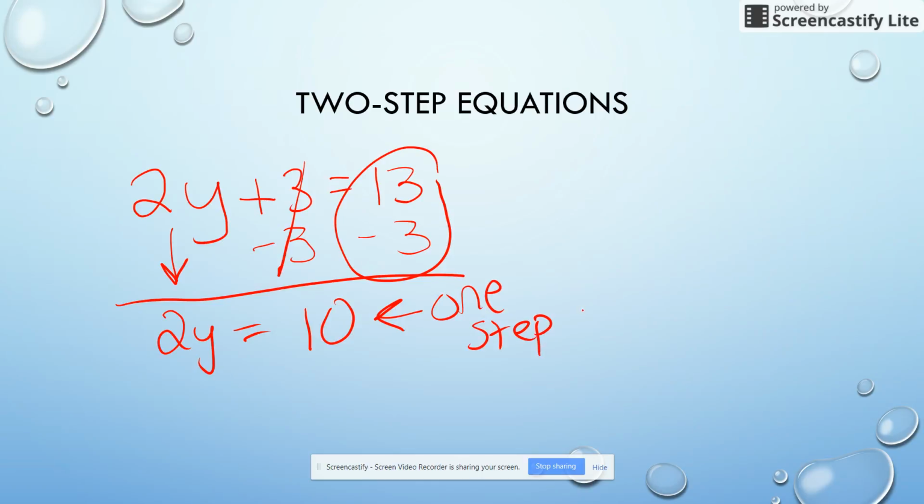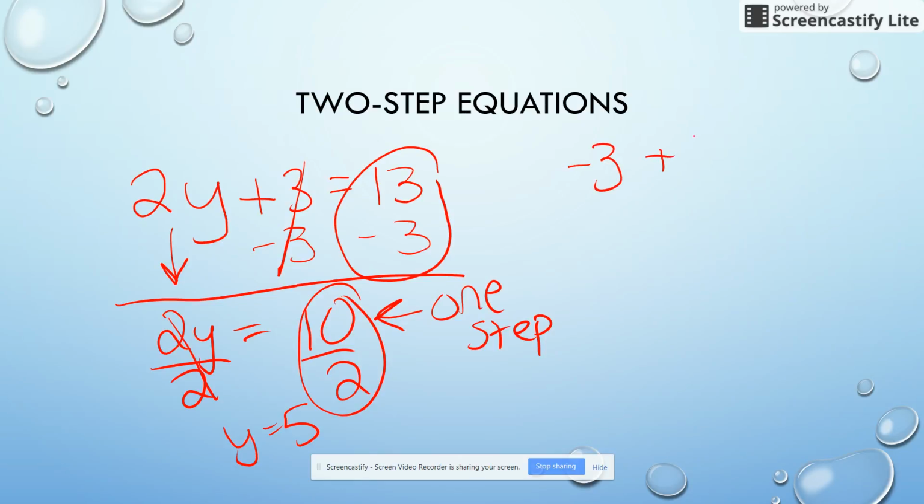So if you can get your two-step down to a one-step, you should know what to do. You can go ahead and divide by 2 on both sides. 2 divided by 2 cancels. Simplify. y equals 5. Let's try one more.